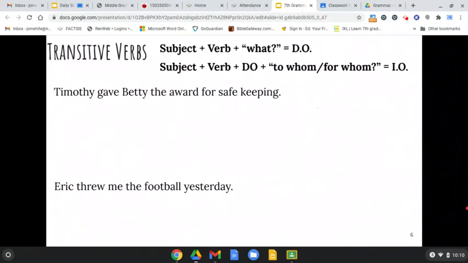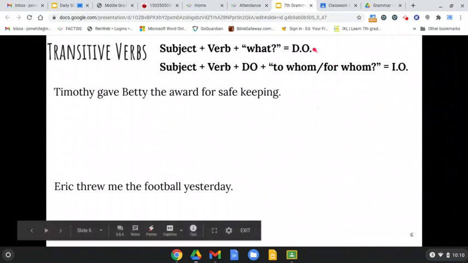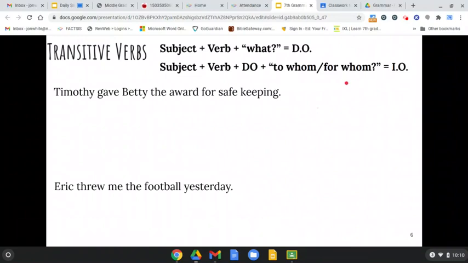So here is one more set of sentences for us to take one step further in this. If you have a direct object, there's a possibility for one other type of complement. And when I use that word complement, I'm talking about what we call direct objects and indirect objects. If we have a direct object, we might have an indirect object. Okay? So here's how that would look. We look at a sentence like, Timothy gave Betty the award for safekeeping.